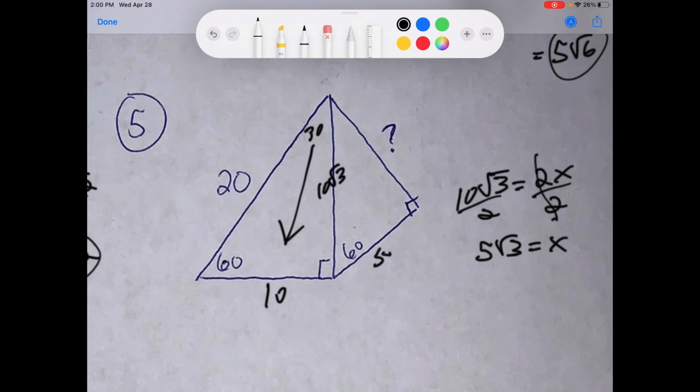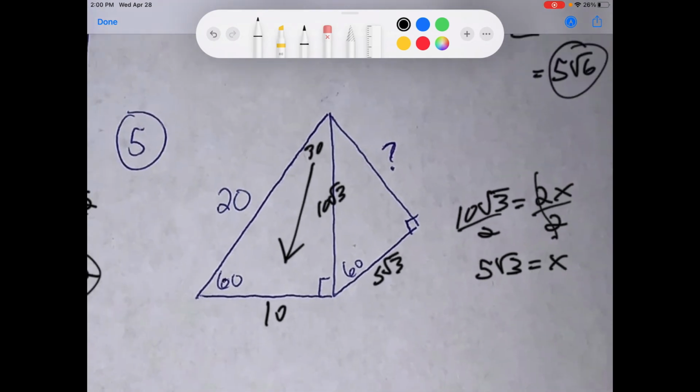So 5 root 3 here, and then it wants the other side, which is my short side times root 3. So my short side is 5 root 3 times root 3. That is 5 times 3, which is 15.